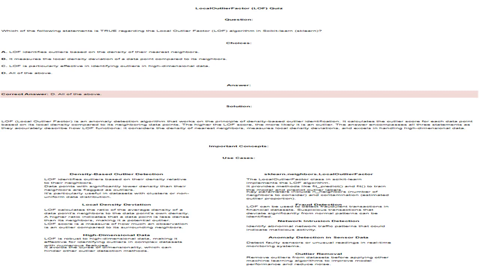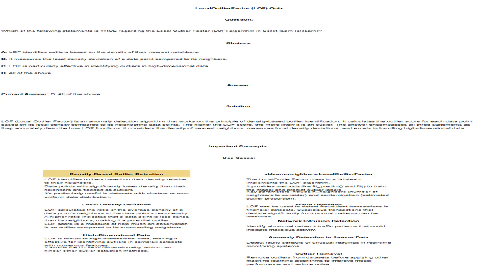D. All of the above. True. This statement is true. As we've seen, statements A, B, and C accurately describe the workings of the LOF algorithm. Therefore, the correct answer is D. All of the above. LOF summary.